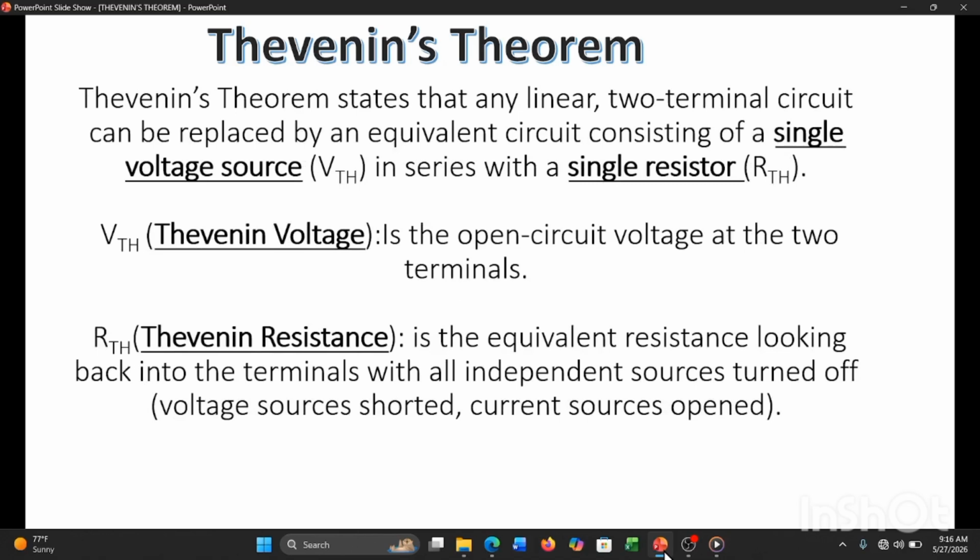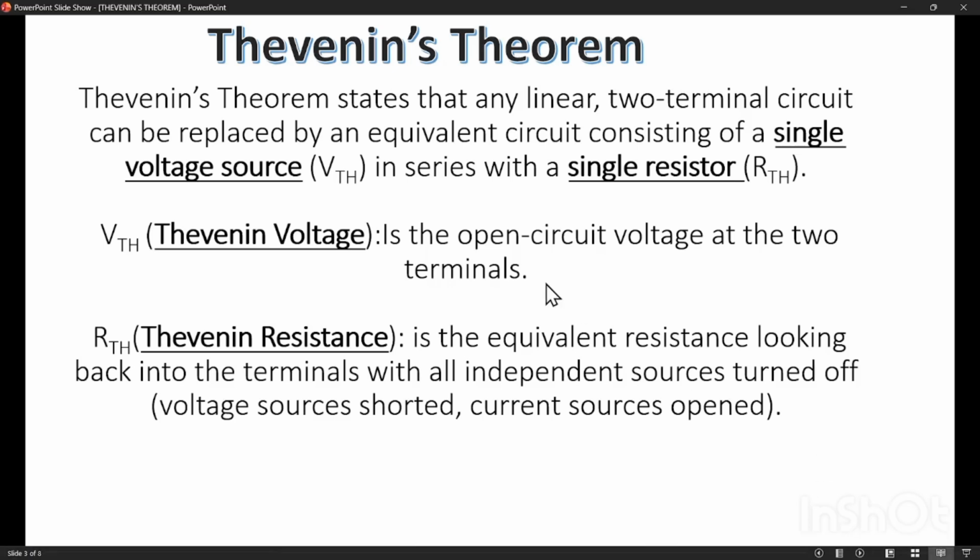The Thevenin's theorem states that any linear two-terminal circuit can be replaced by an equivalent circuit consisting of a single voltage source in series with a single resistor. In simple terms, most people don't actually understand the Thevenin's theorem. So let me break it down to you.